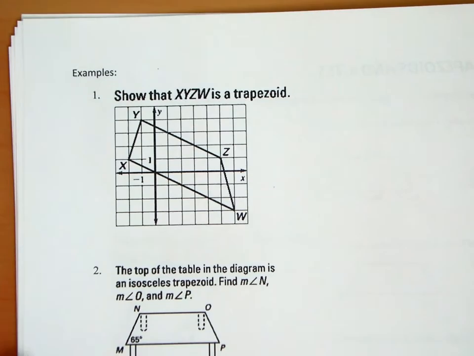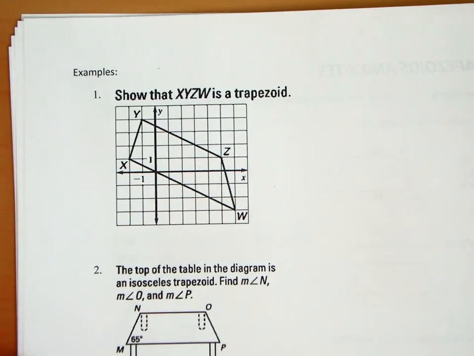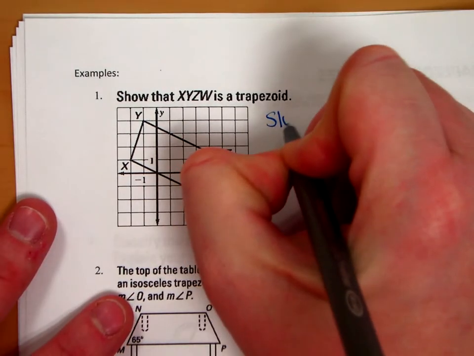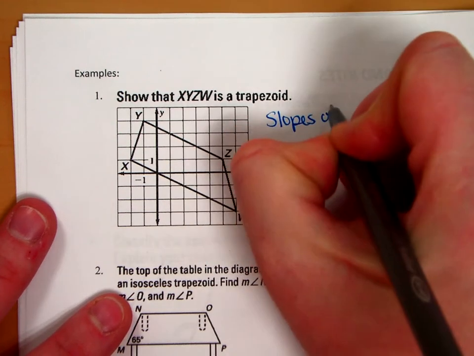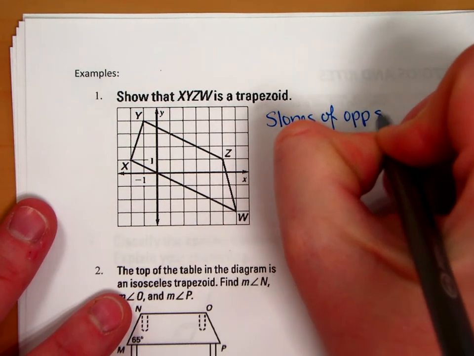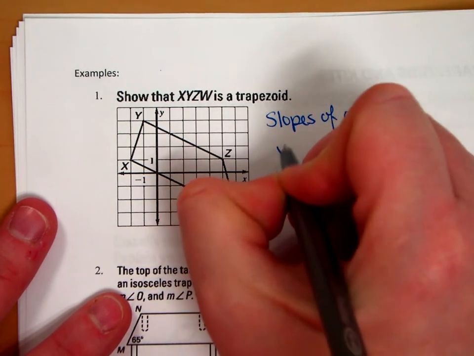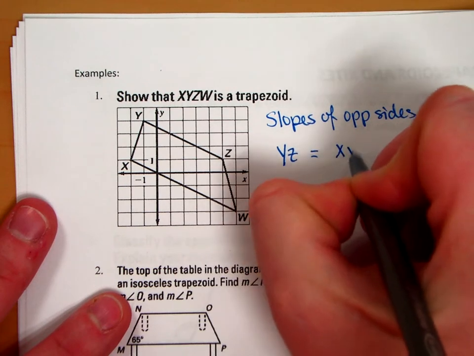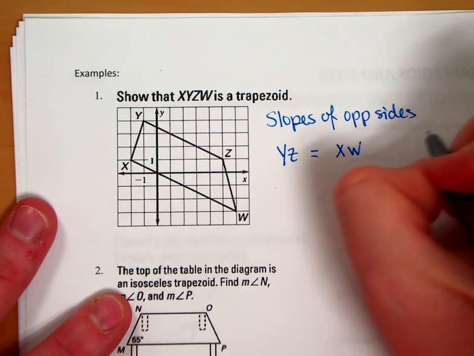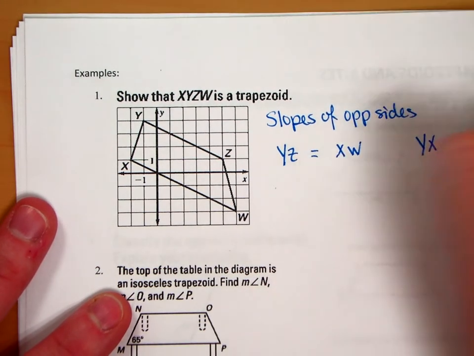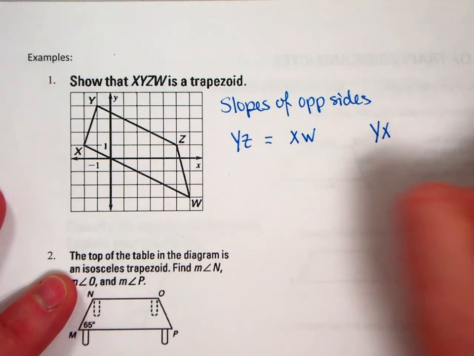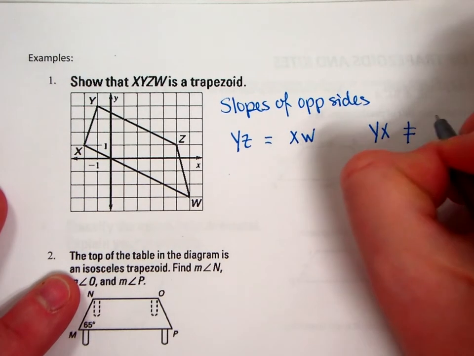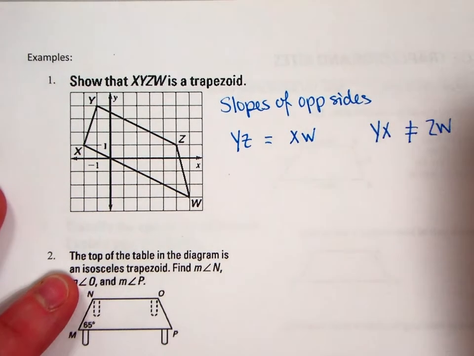So what we're going to do is some math. We're going to start with showing that XYZW is a trapezoid. First you want to start with the slopes of opposite sides. So the YZ slope should be equal to the XW slope, and then YX's slope should not be equal to ZW's slope.